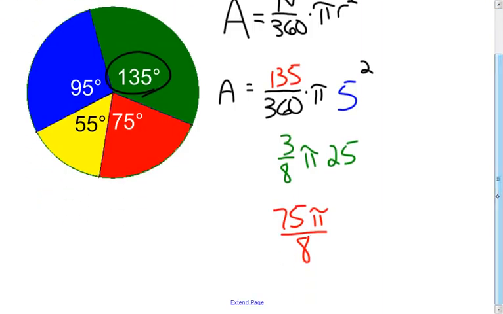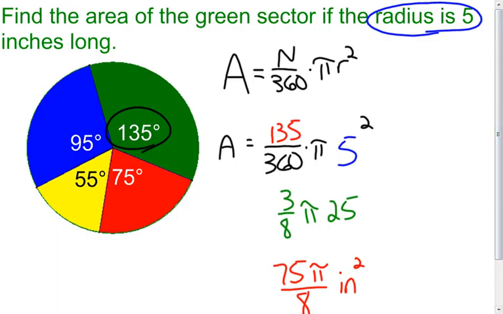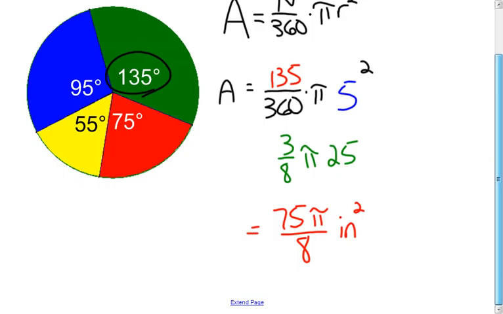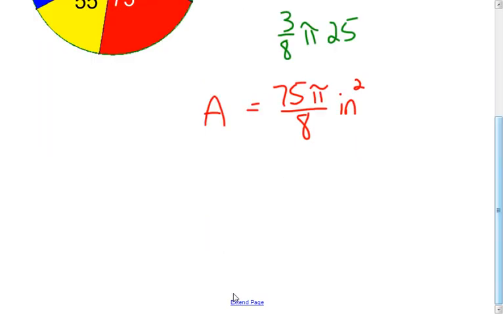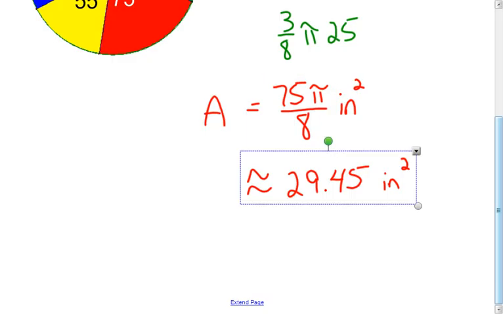Now I need my label, which is inches squared, because I look up here and the radius was in terms of inches, so my area is going to be inches squared. Here's the exact area of my green sector. Now if I wanted to come up with the approximate value of my sector, I'd have to type that in on my calculator. And after I type it into my calculator, I end up with approximately 29.45 inches squared, or square inches. So I have both of my answers there, the exact area right here and the approximate area right here.